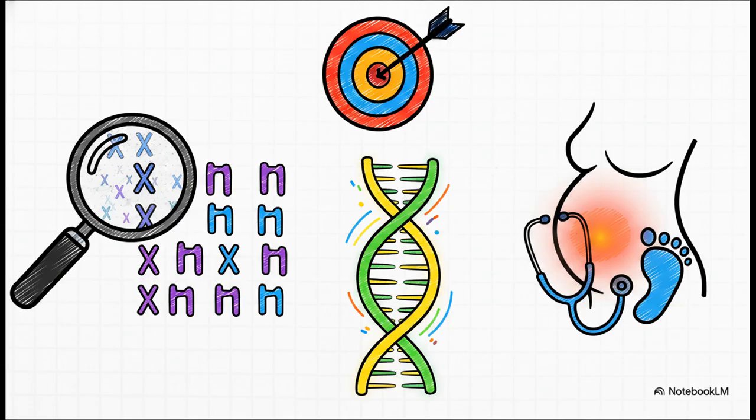We use karyotyping to look at the whole chromosome picture, polymerase chain reaction, or PCR, to amplify very specific DNA segments, and incredibly detailed whole genome sequencing. We also heavily rely on prenatal genetic testing and newborn screening programs. Why? Because early detection is absolutely critical. Spotting a mutation early on enables timely treatment and drastically better disease management for the patient.